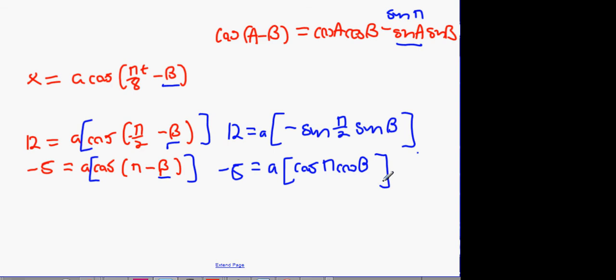Any suggestions how to get rid of the alpha? Divide the two equations is right, Dan. Divide them, okay? And what we're going to get is 12 over minus 5 equals... Now, what is sine pi over 2 again? 1. What's this one here? Cos 180? Minus 1. Okay? So what we're going to get is minus sine b over cos b, is it?